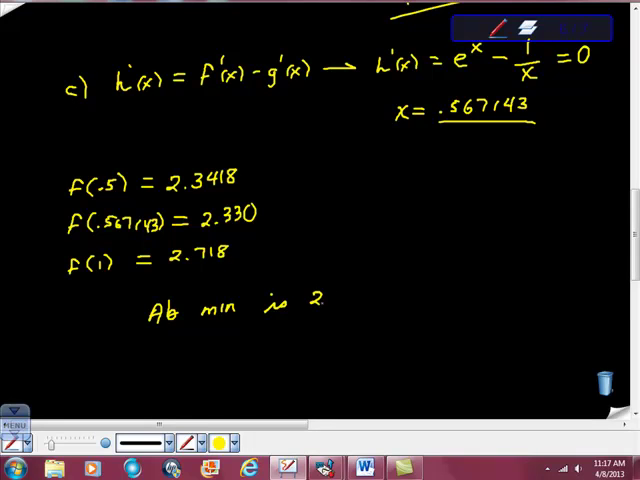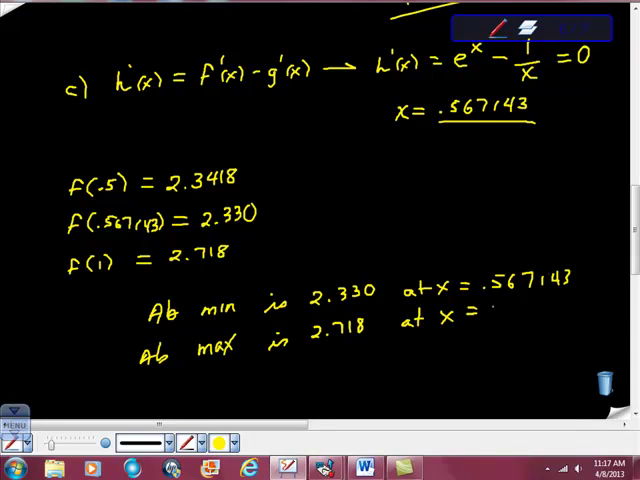So we can say absolute min is 2.330 at x is equal to 0.567143, right? And then absolute max is 2.718, isn't it, at x is equal to 1. All right? So this is what my math would look like.